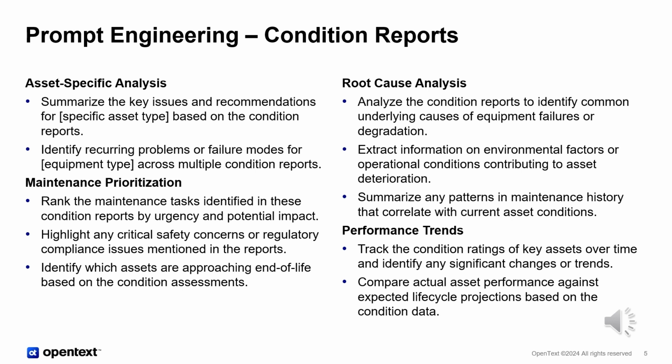Here are some examples. Summarize the key issues and recommendations for specific asset types based on the condition reports. Rank the maintenance tasks identified in these condition reports by urgency and potential impact. And extract information on environmental factors or operational conditions contributing to asset deterioration. These are all related to our use case of condition reports, and we're going to use them next in a demo. What other prompt examples can you think of that can help us to extract a better understanding of the information in our repositories?